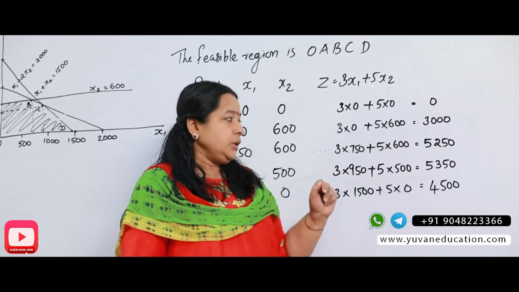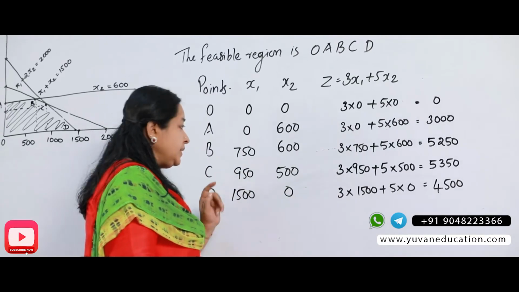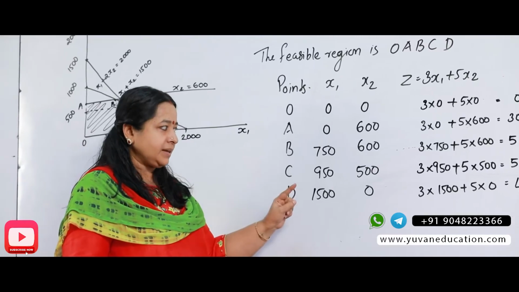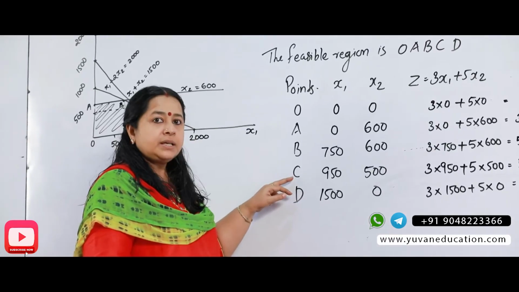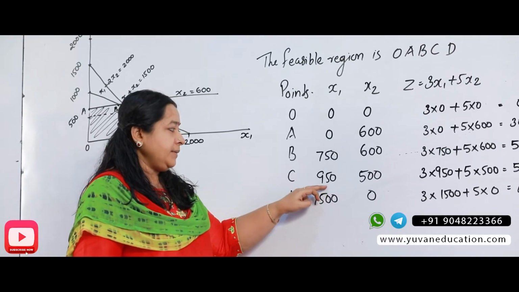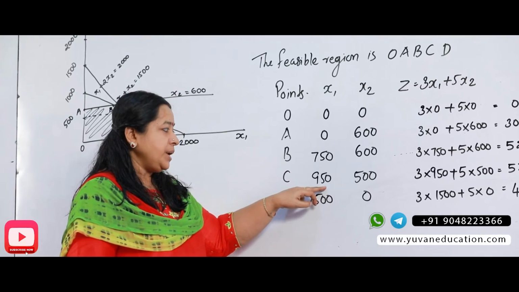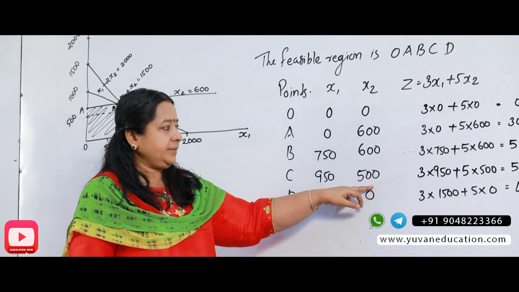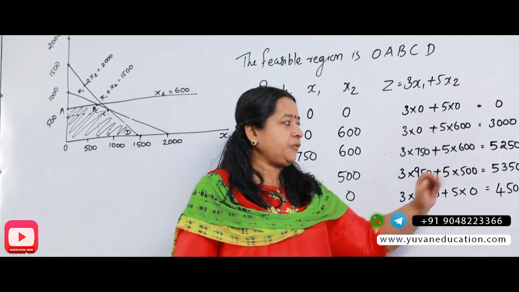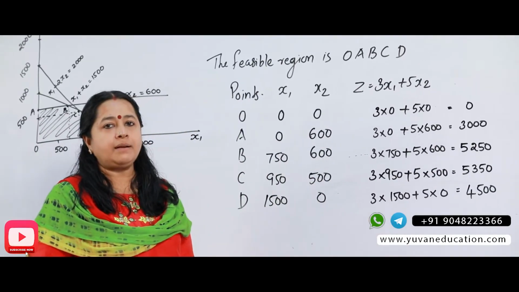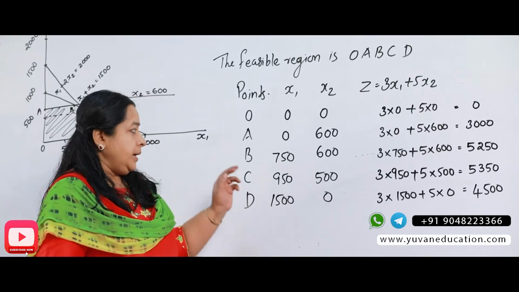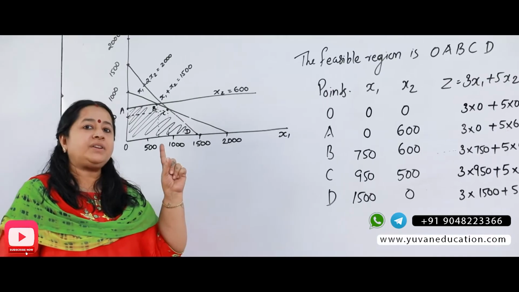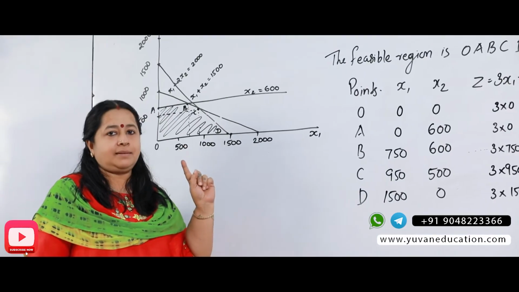Here the maximum value is 5350. So Z maximum, we can say that Z maximum at the point C, where x1 is equal to 950 and x2 is equal to 500. Then maximum profit 5350. Then this LPP we have done in our last class.